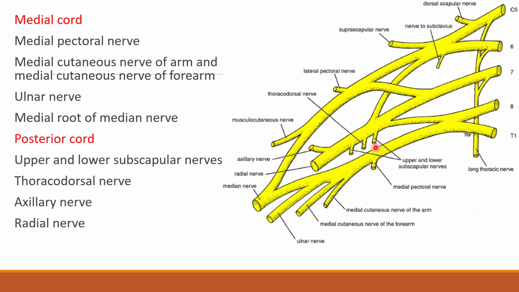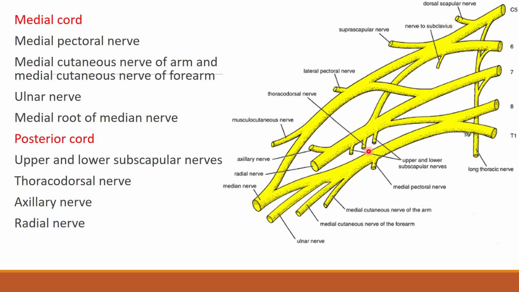Then from the medial cord, many branches will come out. First of all is the medial pectoral nerve. Then the medial cutaneous nerve of the arm. Then the medial cutaneous nerve of the forearm. Then there is the ulnar nerve and the medial root of the median nerve, because the median nerve has two roots, lateral root from the lateral cord and medial root from the medial cord. So these are 5 branches coming out from the medial cord: medial pectoral, medial cutaneous nerve of the arm, medial cutaneous nerve of the forearm, ulnar nerve and the medial root of the median nerve.